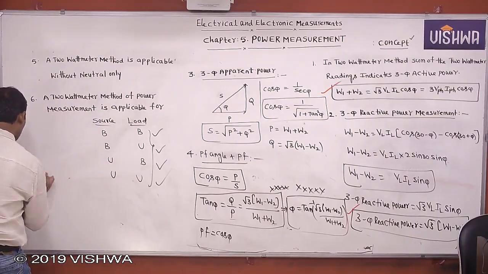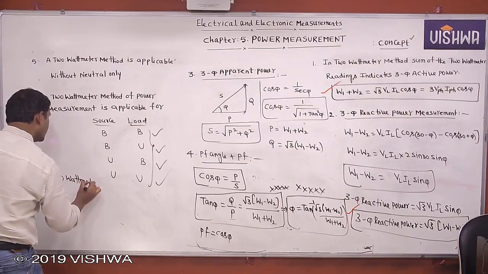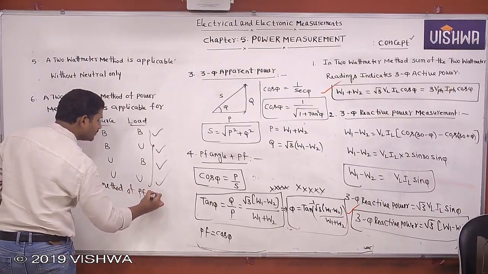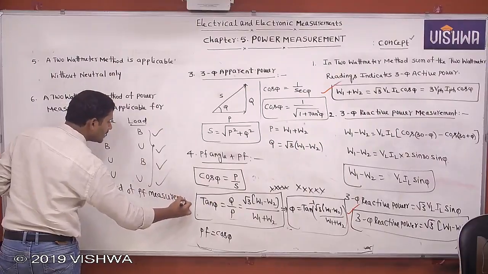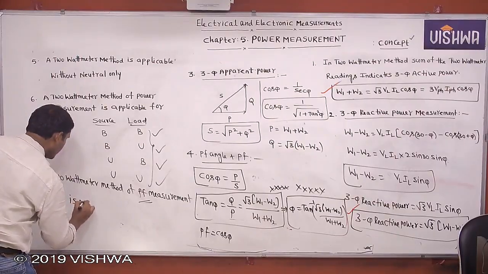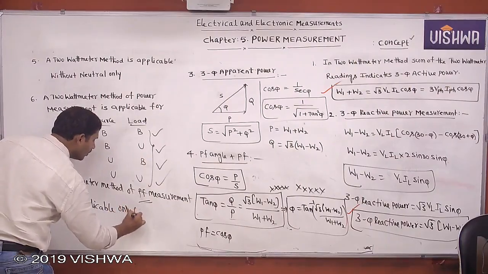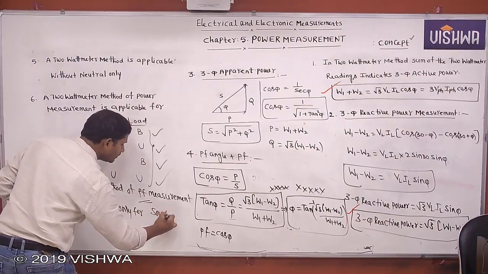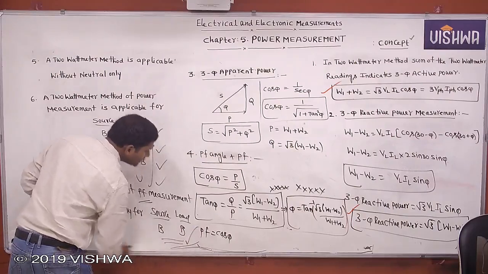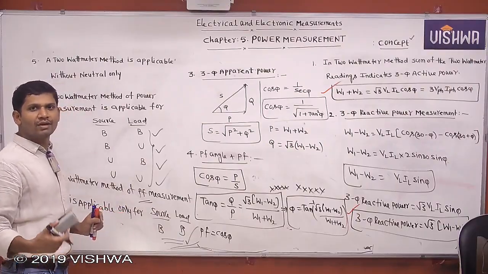Seventh observation. A 2 wattmeter method of power factor measurement, I am talking about power factor measurement, is applicable only for source balance, load balance. Then only it is applicable. But under unbalanced condition, measurement of power factor using 2 wattmeter method is not applicable.